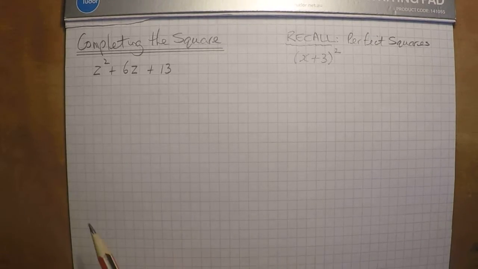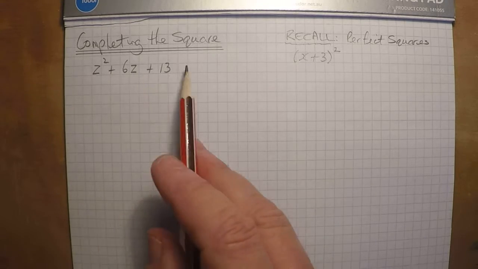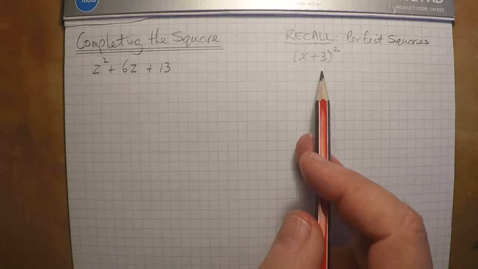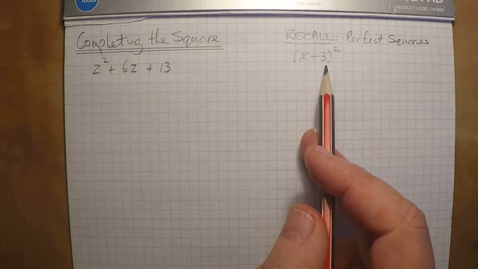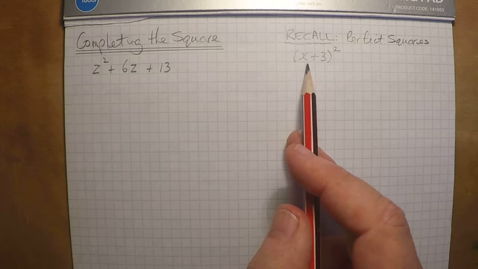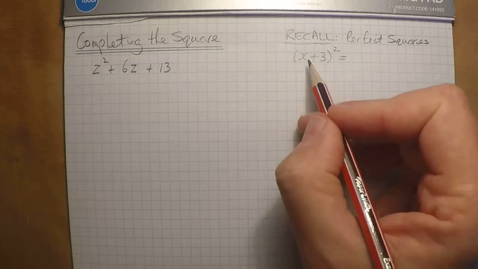Today we're going to see how to factorise this quadratic by the method of completing the square. Before we try this problem, we're going to recall perfect squares. A perfect square is where two linear terms which are the same are expanded to give a quadratic, and so we call that a perfect square.